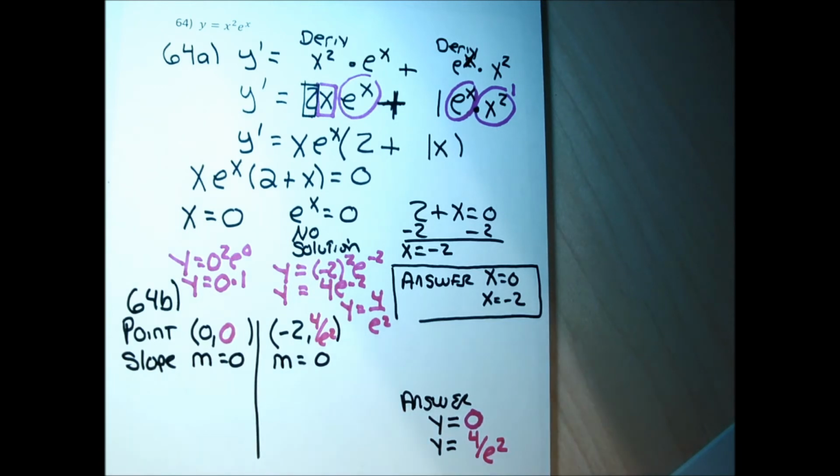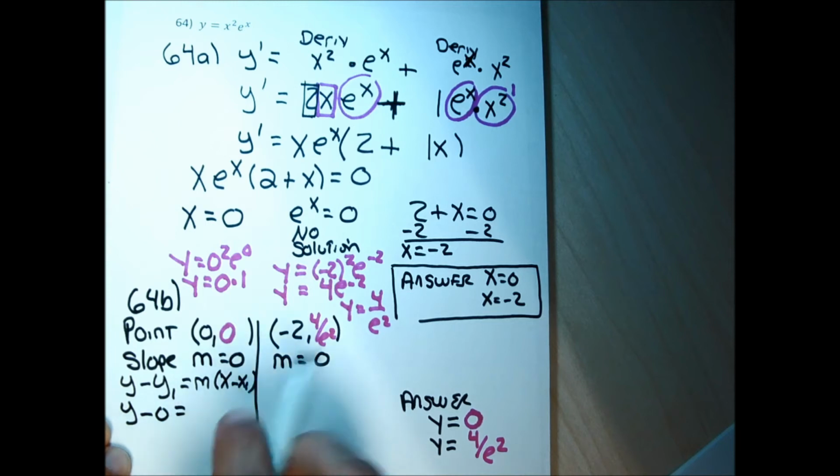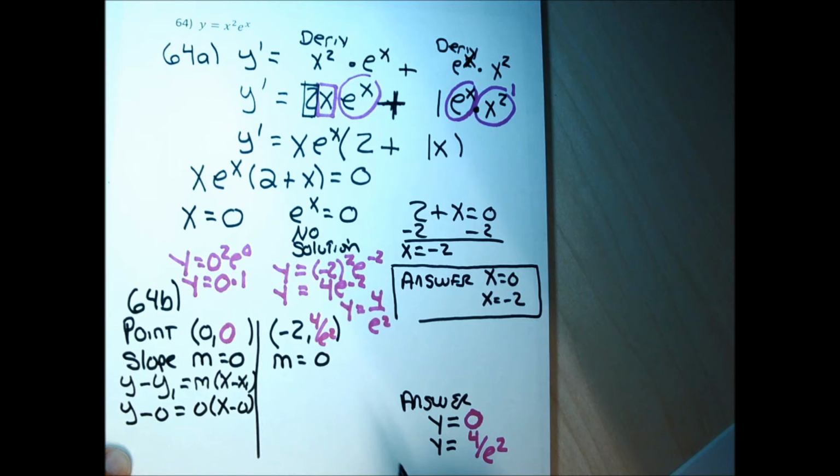So if I was doing the homework, that's as far as I'd go and I'd be done. If I wanted to do the actual algebra to get the answer properly, I'd go y minus y1 equals m times x minus x1 for both sets of information. The first y1 is 0, so I'm going to go y minus 0. The m is 0, and the x1 is 0. So I'd get y minus 0 equals 0 times x minus 0. Y minus 0 is just y. And then on the right side, anything times 0 is 0.